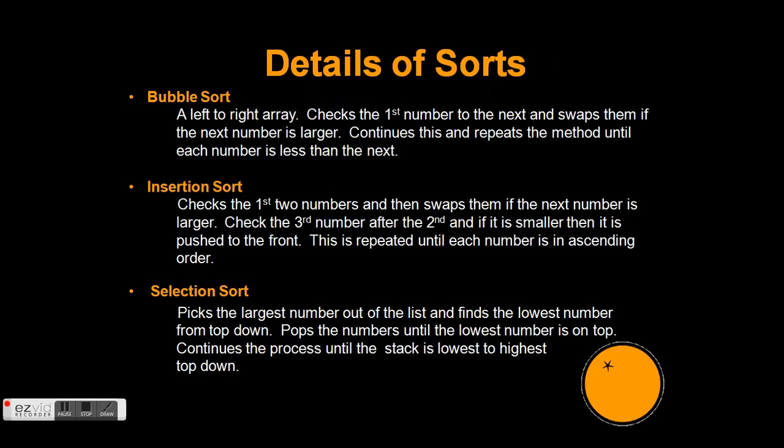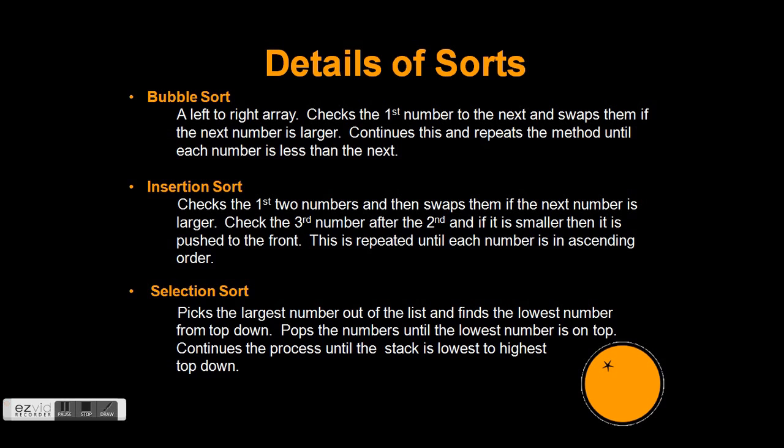For the details of the sorts, the bubble sort is basically a left to right array. It checks the first number against the next and then swaps them if the number is larger, and that continues and repeats until each of the numbers is less than the next. Basically it's in order, like from 1 to 10 going up that way.